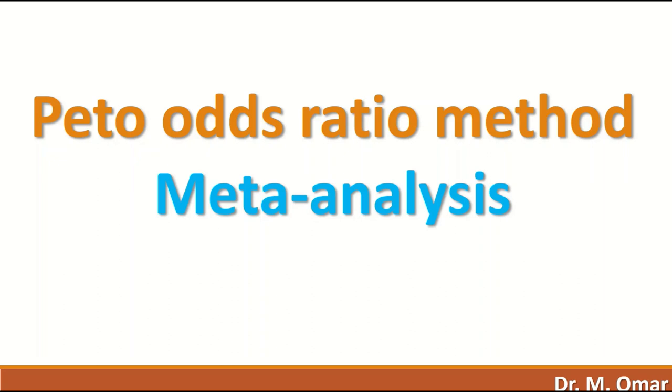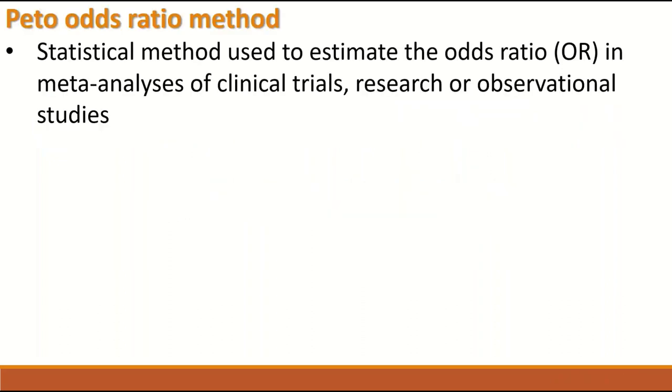The effect size can be an odds ratio when the outcome is binary. A binary outcome is an outcome or a variable that has two levels or two categories, such as yes, no, agree, disagree, smoke, doesn't smoke. So the data are binomial or nominal. So the Peto odds ratio method is a statistical method that can be used to determine the odds ratio in meta-analysis of clinical trials, research, or observational studies.